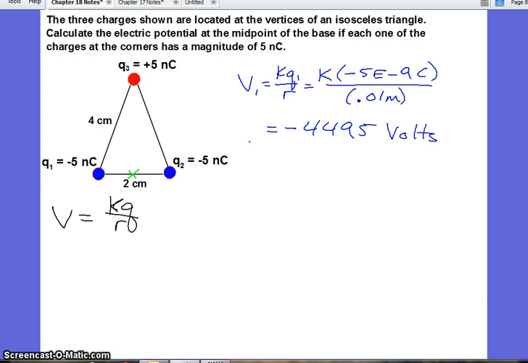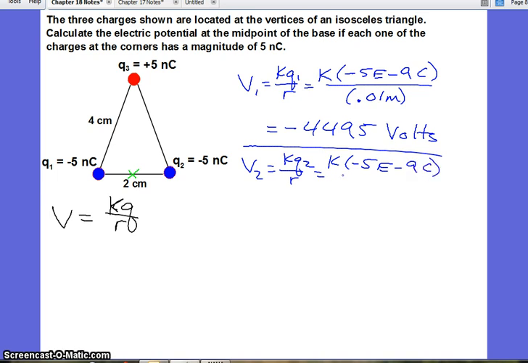Next, we want to find the electric potential from the second charge. So again, it is KQ2 over R. K is again 8.99 times 10 to the 9th. We want to change from nanocoulombs to times 10 to the negative 9th coulombs. And the distance is again 0.01 meters. The distance from the x to where our charge is located is 1 centimeter or 0.01 meters. This again turns out to be negative 4,495 volts.